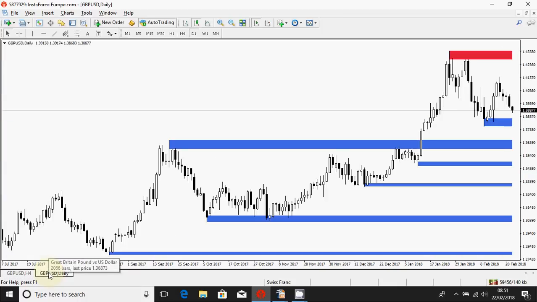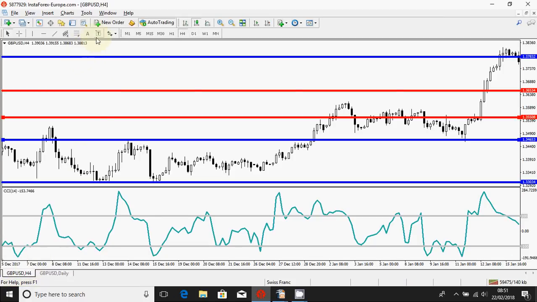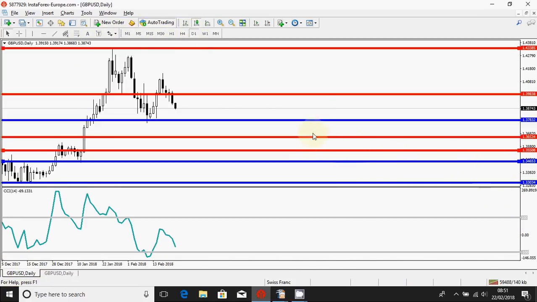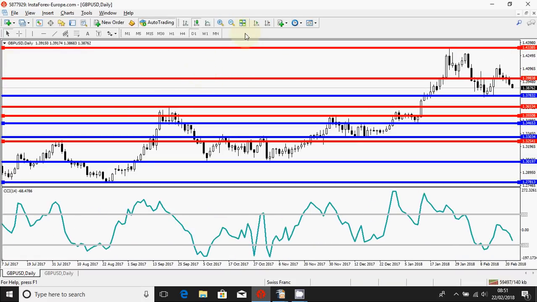So this is the same chart we have been looking at. Cable, which is GBP USD, or pound dollar, daily time frame. This is the same chart we have been looking at.